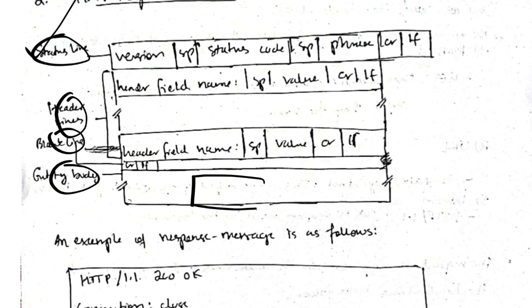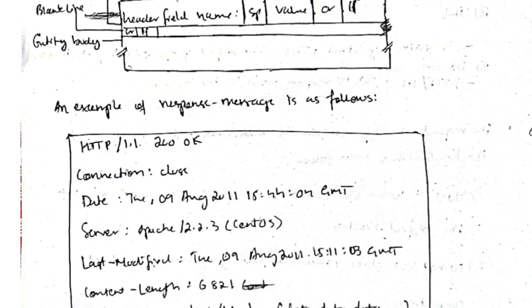In the entity body, all the data of the website is sent, and in the header lines we have the header field names and the values, and those things we have for all the headers mentioned in that HTML document. And the blank line is the blank line in between these two. Okay, so a sample response message is as follows.